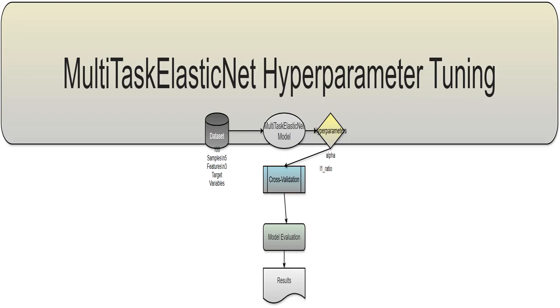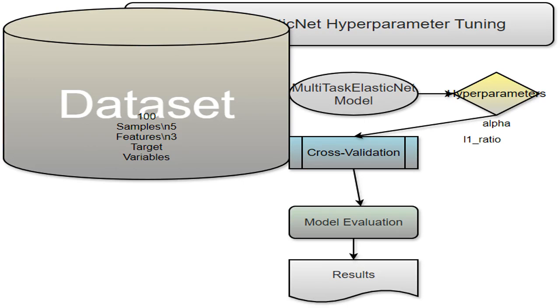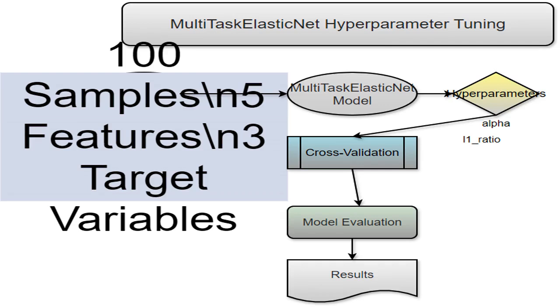I'm tuning the hyperparameters, alpha and L1 ratio, of a scikit-learn model called MultiTaskElasticNet. This model is designed for regression problems with multiple target variables. I'm working with a dataset containing 100 samples, each described by 5 features. Importantly, each sample has 3 associated target variables. That means I'm trying to predict 3 different things for each sample. This is just a more detailed description of the dataset, confirming the scale of the problem. I have a relatively small dataset, but it's multi-target regression, adding complexity.